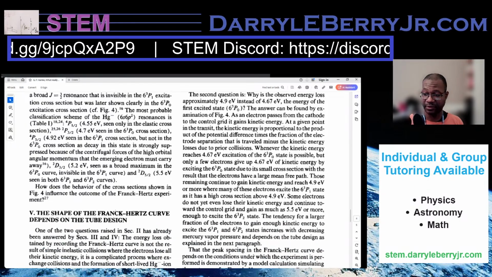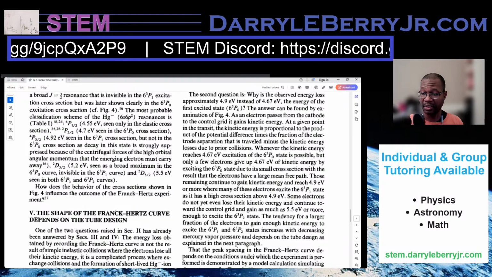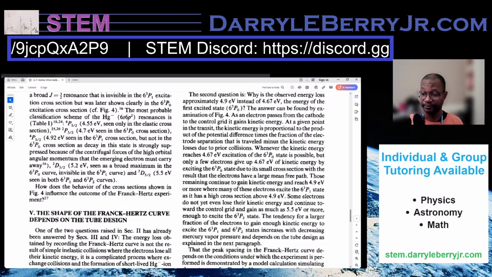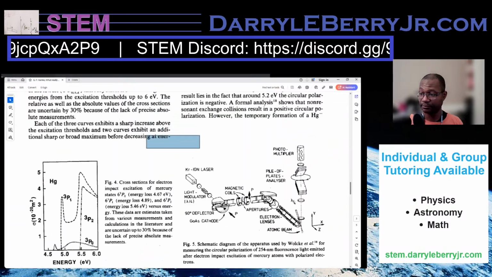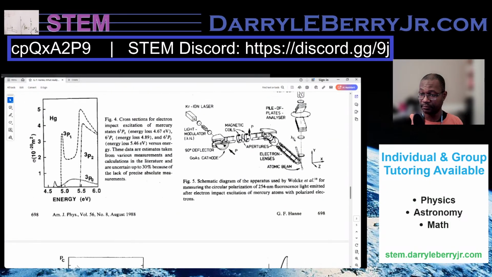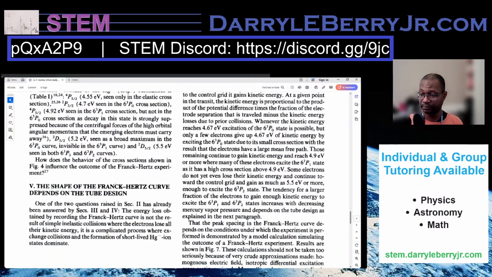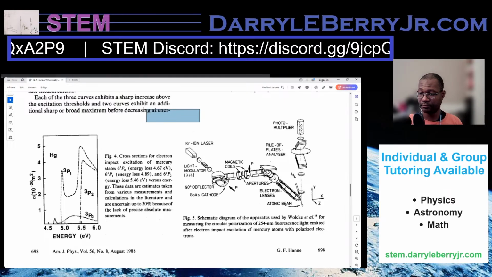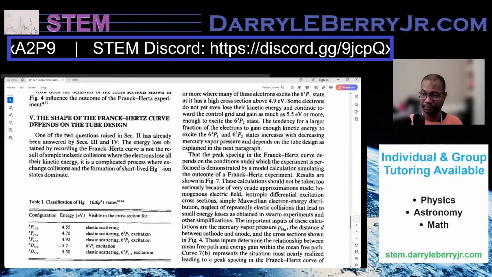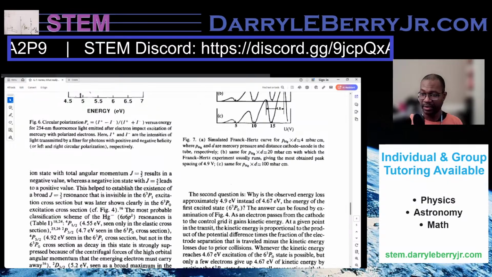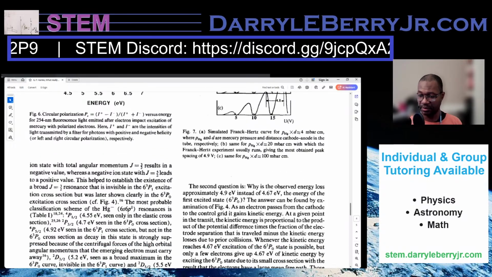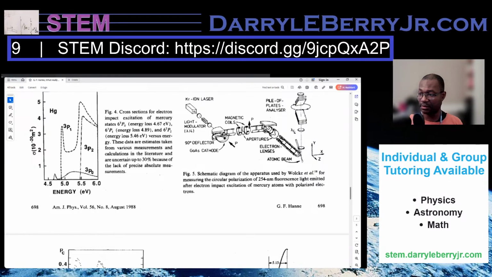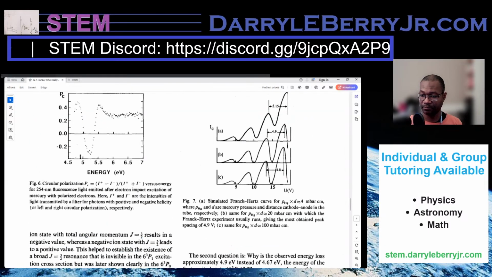How does the behavior of the cross section shown in figure 4 influence the output of the Franck-Hertz experiment? I'm not even sure. And they mentioned figure, what did they mention? Figure 6. So we didn't look at figure 6 yet.